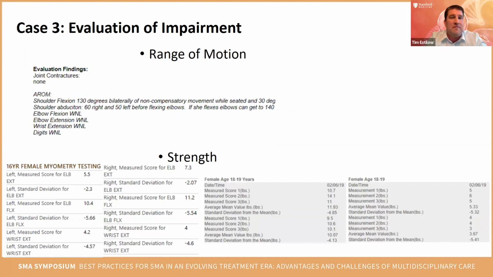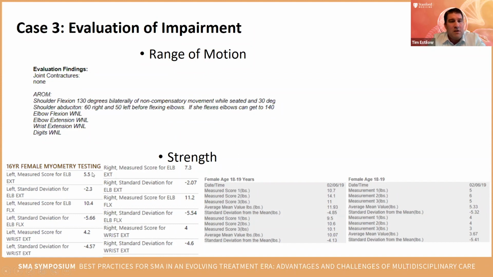So here's information from one of her fairly recent evaluations prior to our home exercise program. Shoulder flexion, 130 degrees bilaterally, right? Abduction about 60 degrees. And then if she flexes the elbow to shorten the lever arm, she can get to 140. So again, right? We captured two measurements here. How far in true abduction can she go? And if we allow her to shorten the lever arm, what can she get there? So we can follow the two of those. And distally was within normal limits.